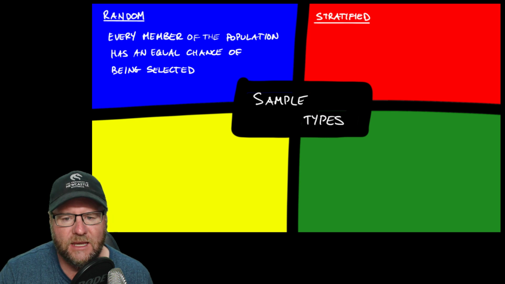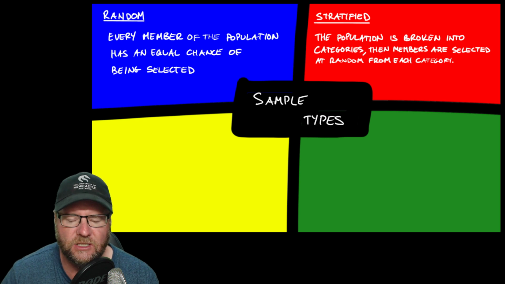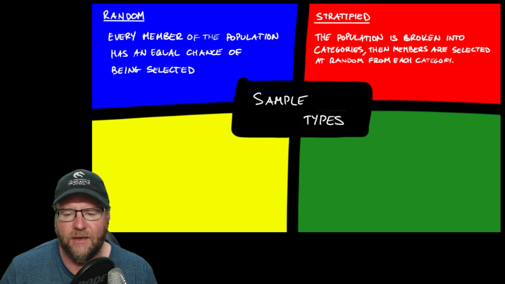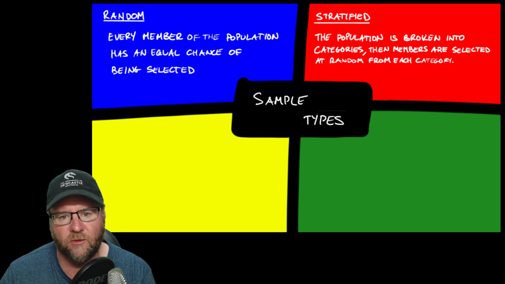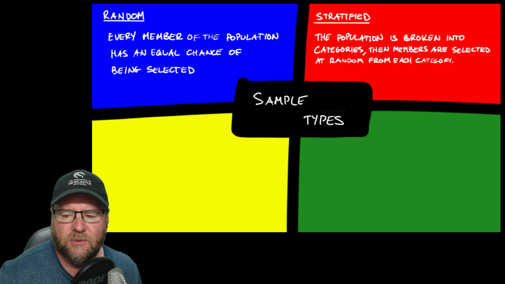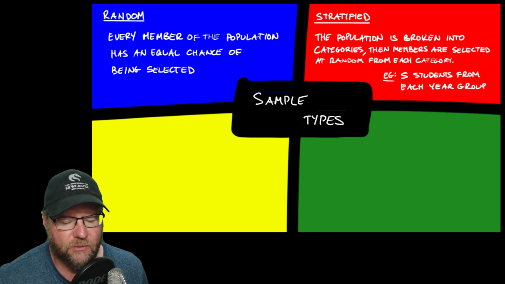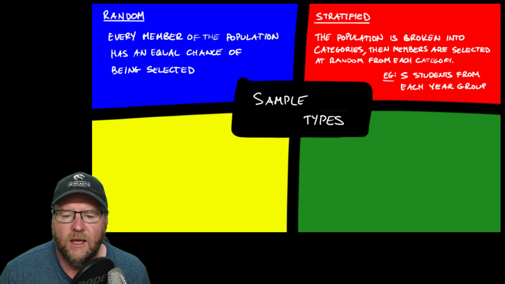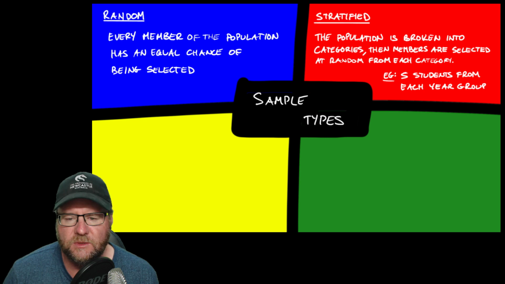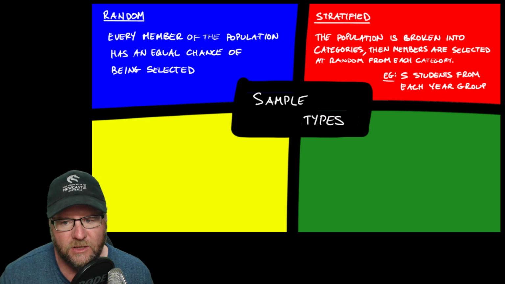The second one is called a stratified sample. Now, a stratified sample is when I take my population, I break them into categories, and then I'll select some random people from within each category. A good example might be if we were surveying students from a school, then I might break them into year groups and say I'm going to take 5 students from each year group.